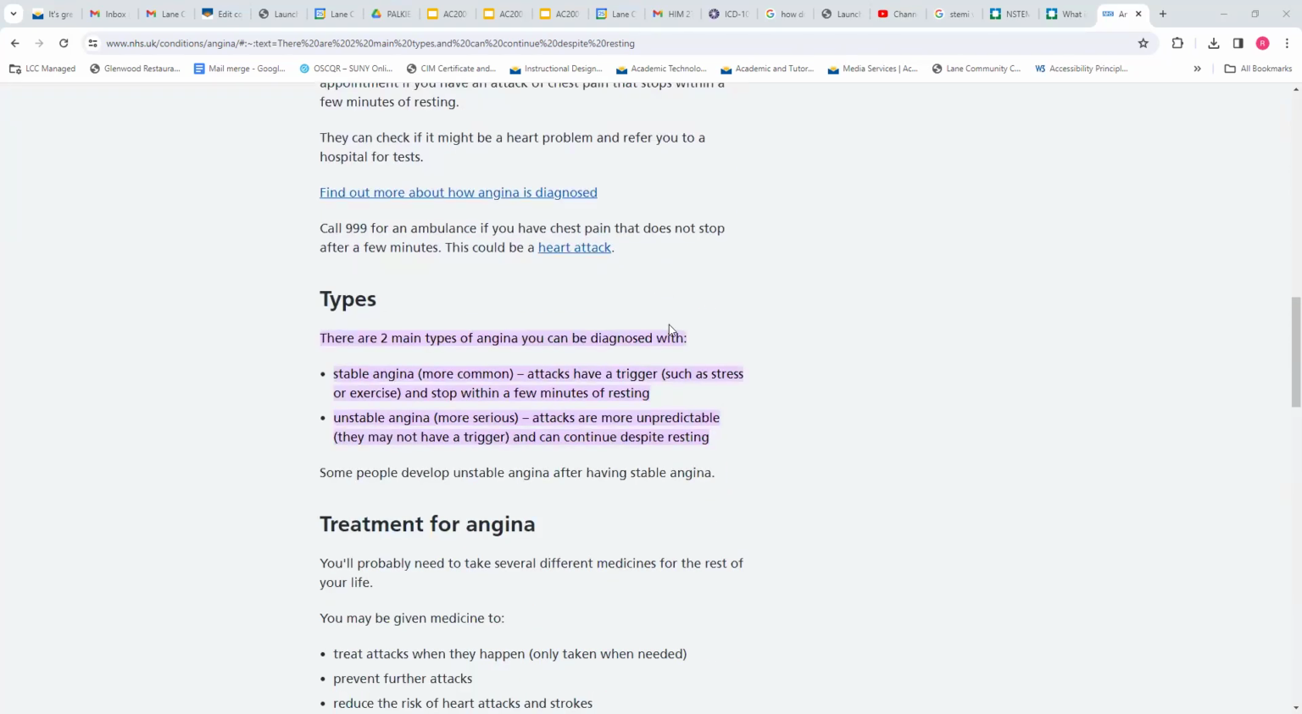And here's what is very, very important. Stable means that this is stress or exercise induced, and once you stop exercising, the angina subsides. Unstable means that it's more unpredictable, right? And so this can continue even when you stop exercising. So if you're interested, I'll be posting this on Moodle, and you can take a look at it and review it.